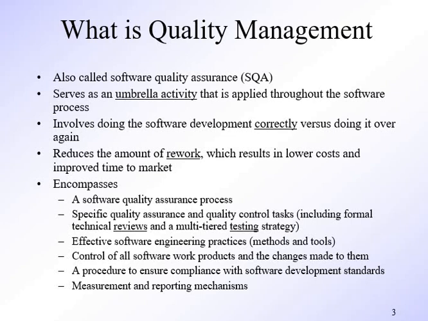It is also called software quality assurance, that is SQA. It serves as an umbrella activity that is applied throughout the software process. We already have seen the umbrella activities in chapter number one, right? It involves doing the software development correctly versus doing it over again. Implementing the software properly so that we do not have to repeat tasks again and again, and we can create a bug-free product. It reduces the amount of rework, which results in a lower cost and improved time to market.